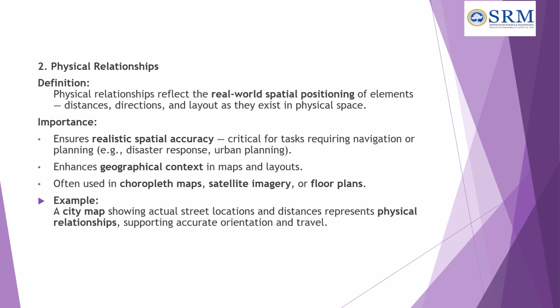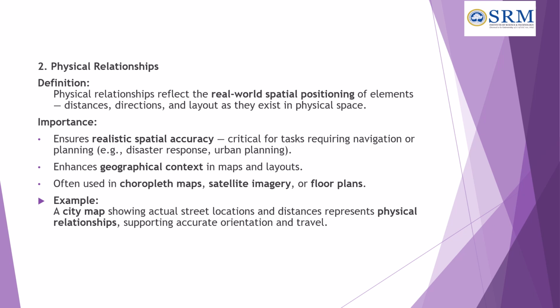Physical relationships in data visualization show the actual layout of things in the real world. This means the distance, direction and position of objects are represented as they truly are in physical space. These kinds of visualizations are very important when accuracy matters, like when someone is using a map to find their way, planning how to respond to a natural disaster, or designing a city layout.